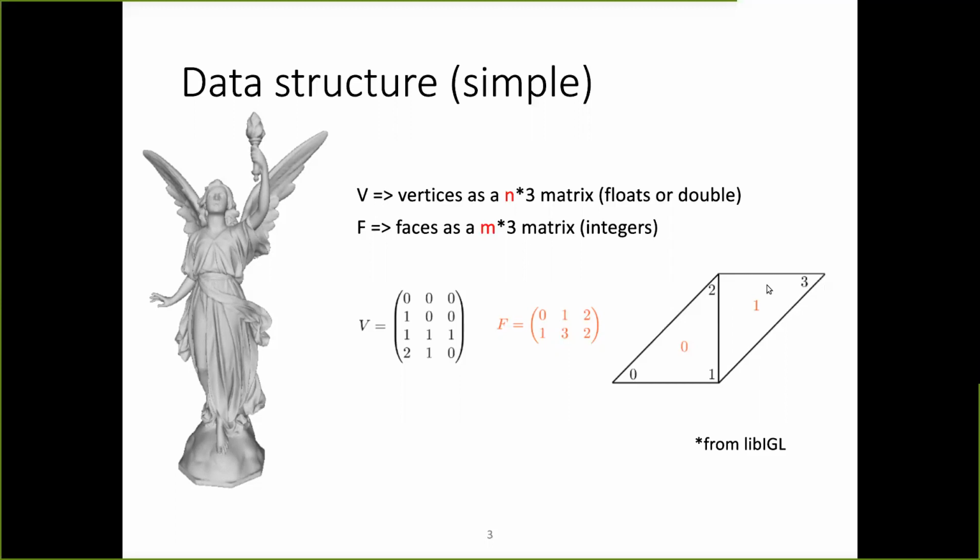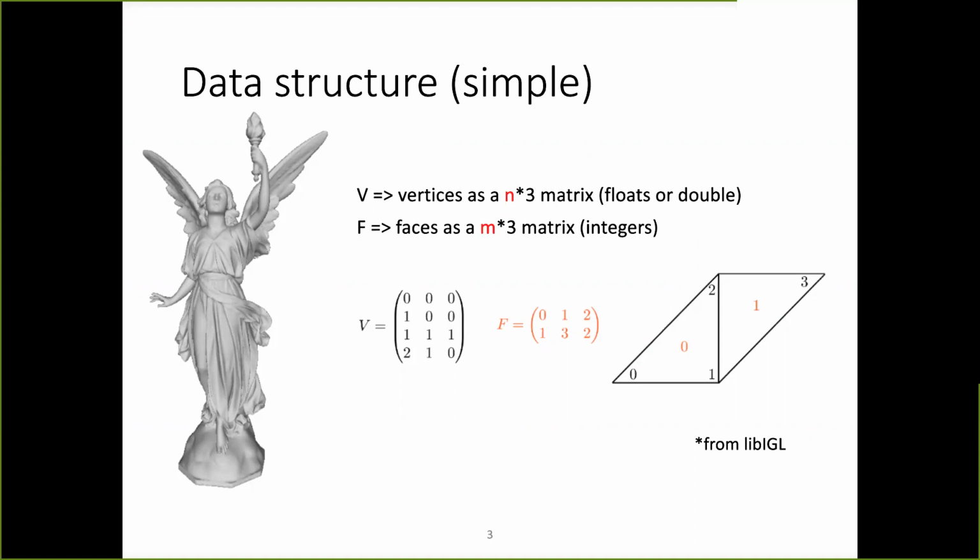And let's say you want to do an edge flip here. So you take these two triangles and you replace the edge 1, 2 by 0, 3. So that means that then you would have triangles 0, 1, 3 and 0, 3, 2, right? So does it answer your question?